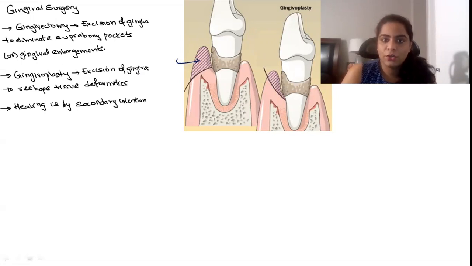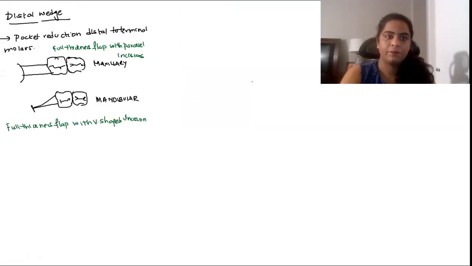Now here you can see gingivectomy means removing the whole gingiva to get access and better visibility. Whereas here, you're not excising the whole thing, you're just removing a particular part so as to get access and visibility. Okay, now coming to distal wedge.